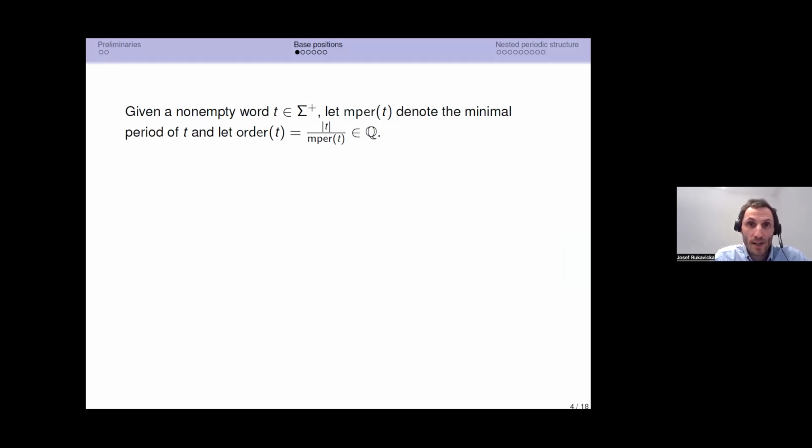And then I define the order of the finite word t as the length of the word divided by the minimal period. This is not a new concept. I have already seen this definition of order in some other papers or textbooks, but maybe not, but it's a simple definition. So the order is practically the number of repetitions of the minimal period in the given word. Important here is that it is not an integer in general. It is a rational number.